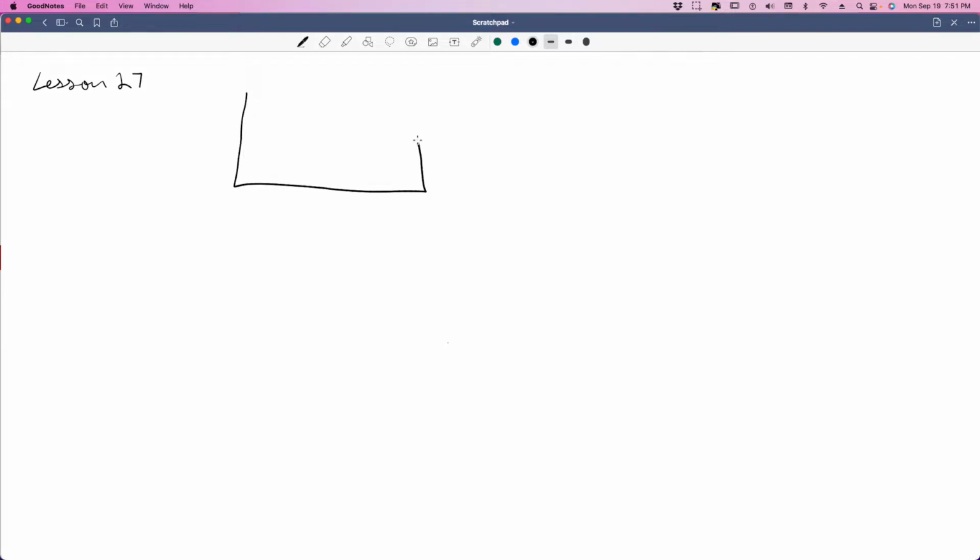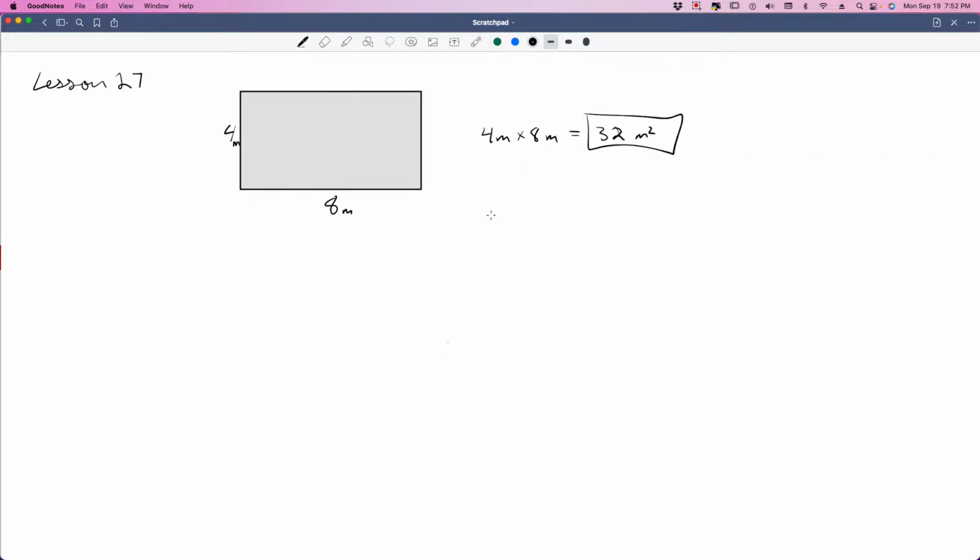So if I have a rectangle here, we know how to find the area of a rectangle. Let's say this is 4, and let's say that this is 8. We would take these two dimensions, let's say they're in meters. This is 4 meters, and this is 8 meters. We would just take 4 meters times 8 meters, and that would equal 32 meters squared. That would be the correct area of that rectangle.